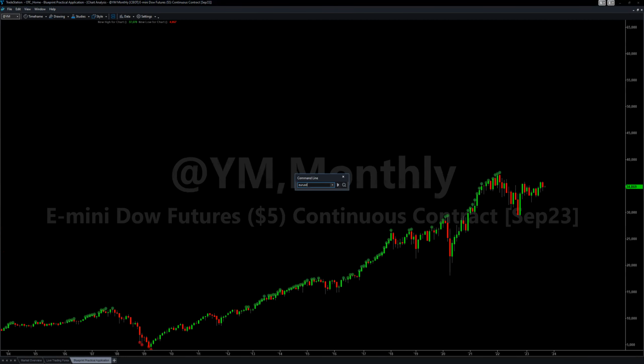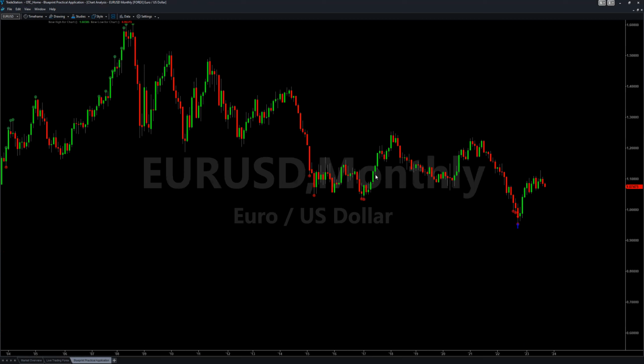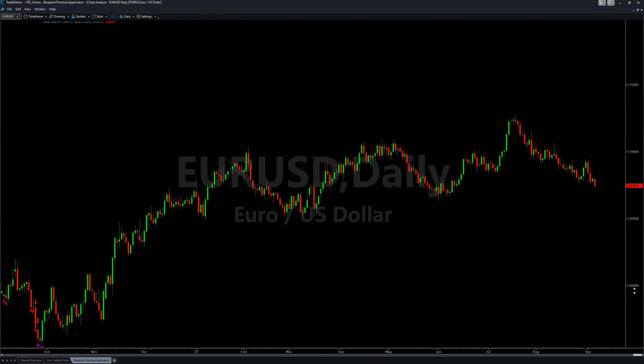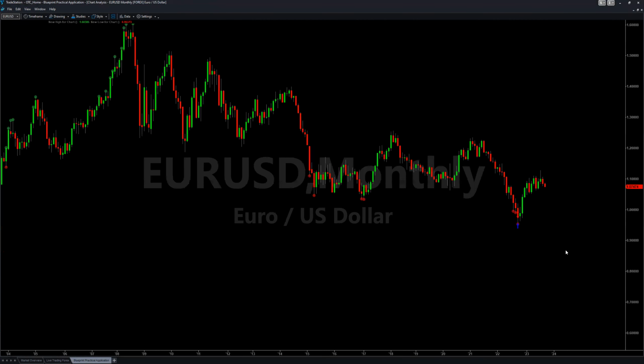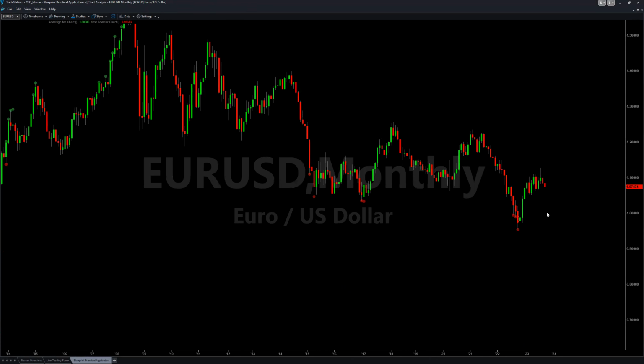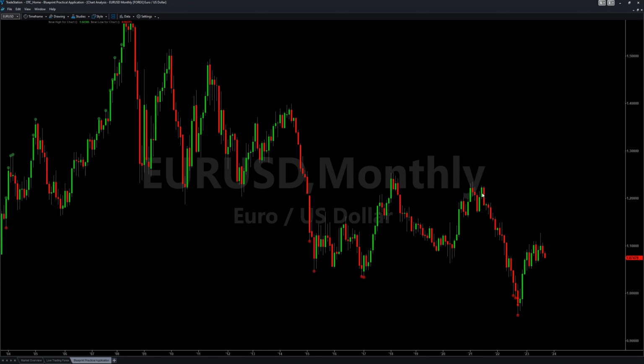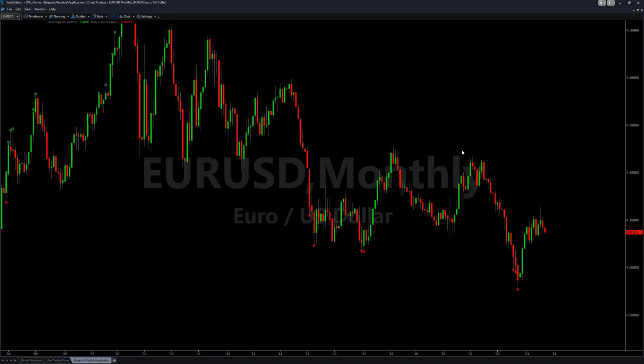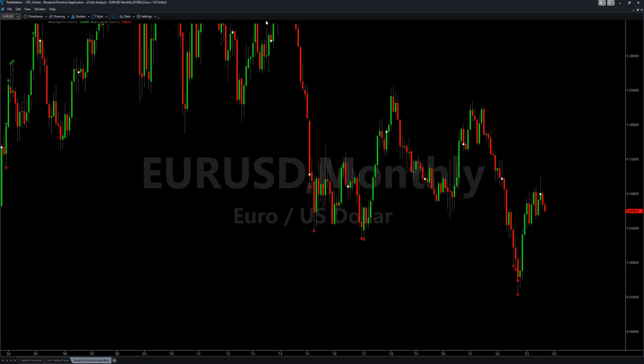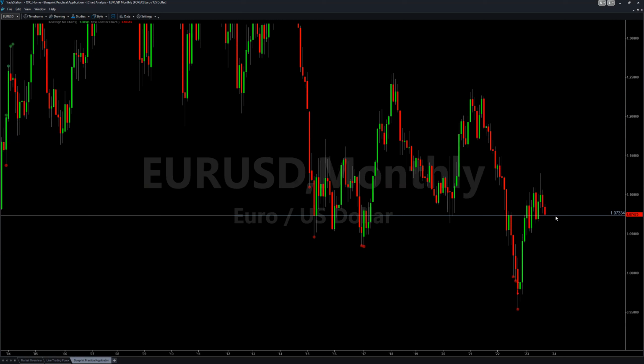Okay, we'll go back to the euro US dollar. Okay, monthly picture. That's fine, right? Let's start with our analysis. Here, that's again a practical application for location. Location is very, very important. That means we're looking for demand and supply, right? That's the location. We'll start with supply.